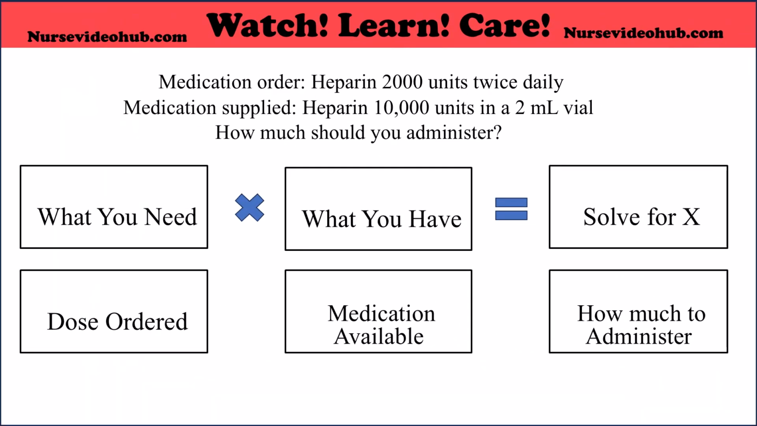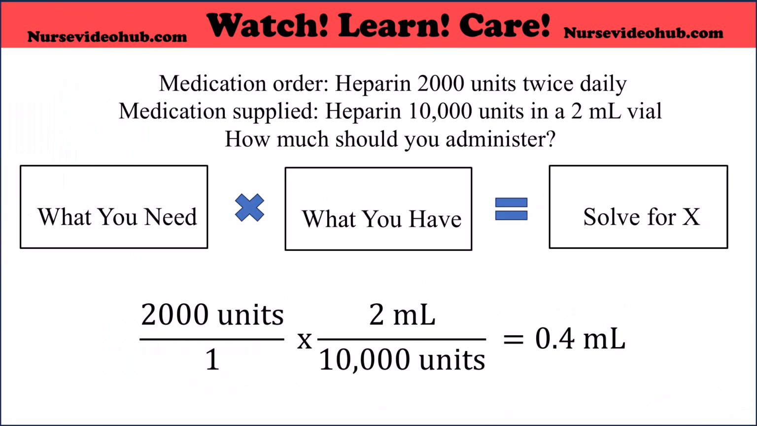Let's complete another calculation. The medication order is heparin 2,000 units twice daily. The medication supplied is heparin 10,000 units in a 2 milliliter vial. How much should you administer? Set up the problem to identify the number of milliliters to administer. Write out the prescribed dose as a fraction, 2,000 units over 1. Then write the available medication in a fraction with the units set up so that they cancel out, 2 milliliters over 10,000 units. You calculate the answer by multiplying across.